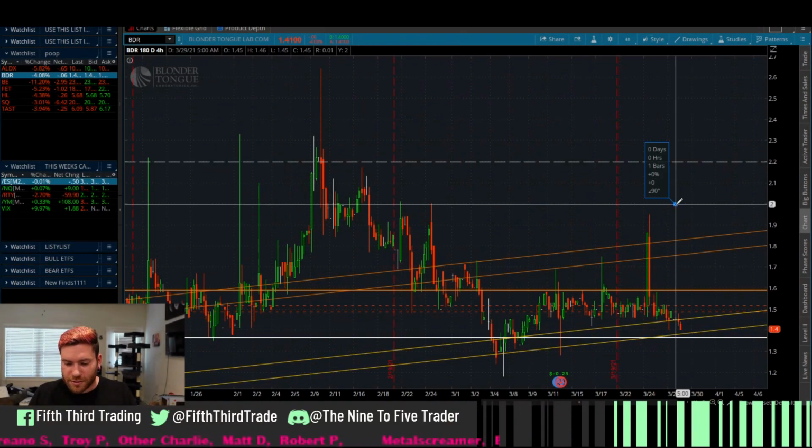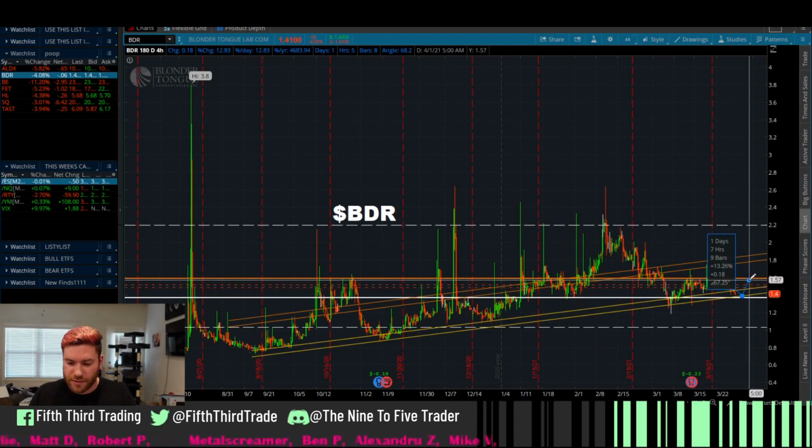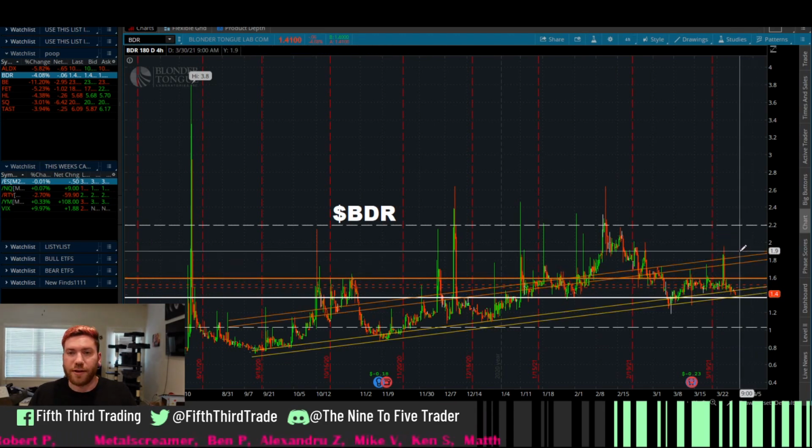Good trend line, good support area. If it can hold, it's going to be a 10 out of 10, because if it does show some life, it can easily make you 10, 15, 20%, even before the next resistance. So it's a really good setup.